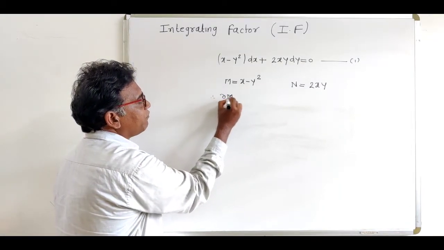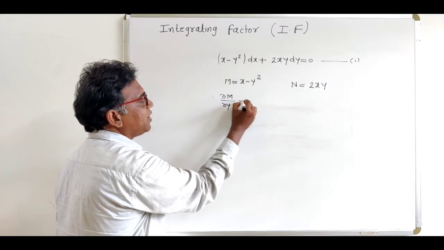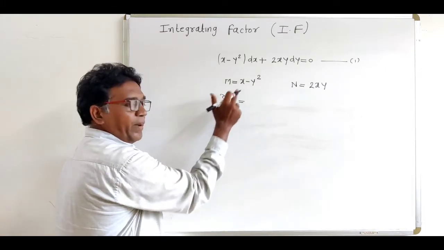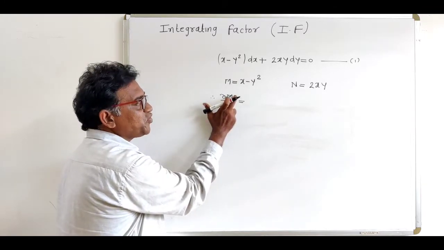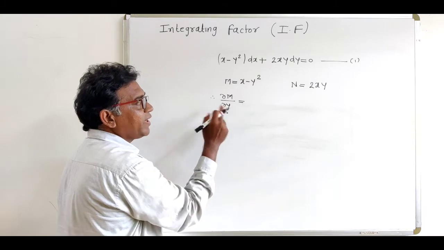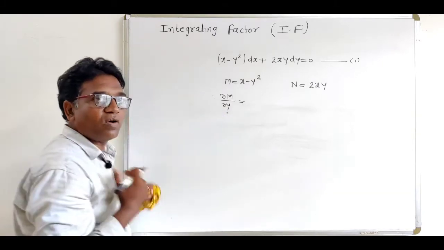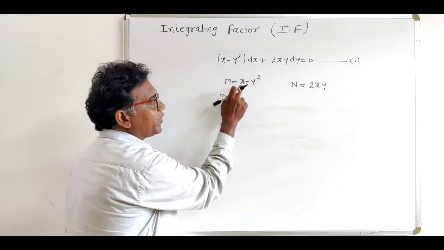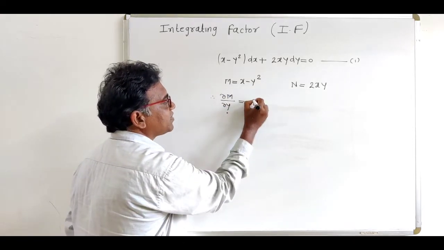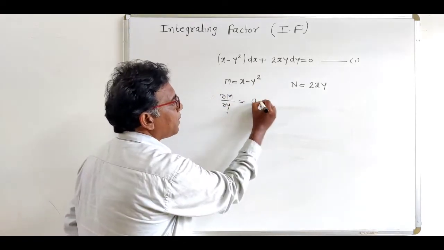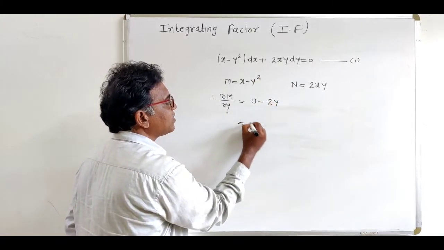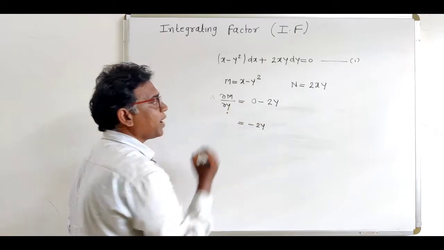So what is the next step? From M, we have to find the partial derivative del M by del y. So del M by del y means differentiating M partially with respect to y by keeping the remaining variable constant. So we have to treat x as a constant. So the derivative of the constant x is 0, minus the derivative of y square, which is 2y. So this derivative is minus 2y.